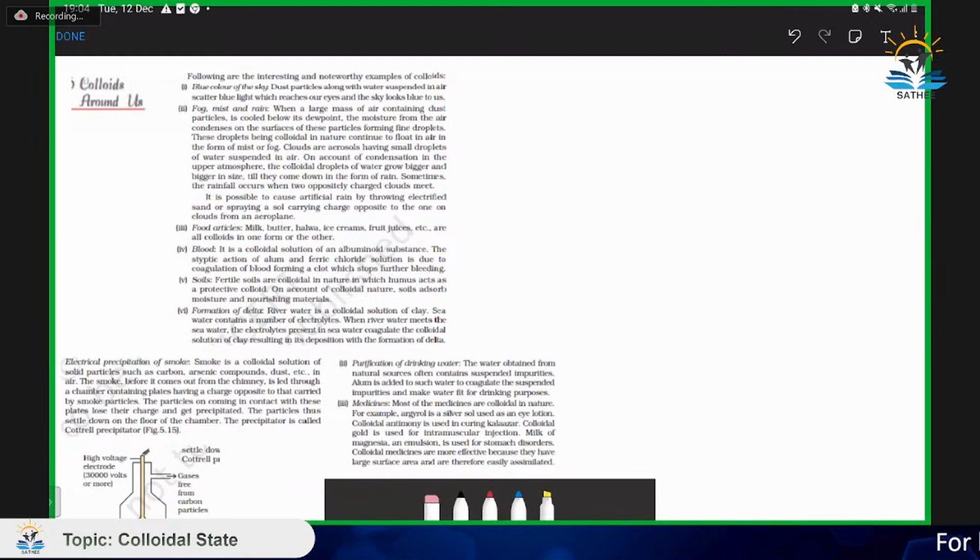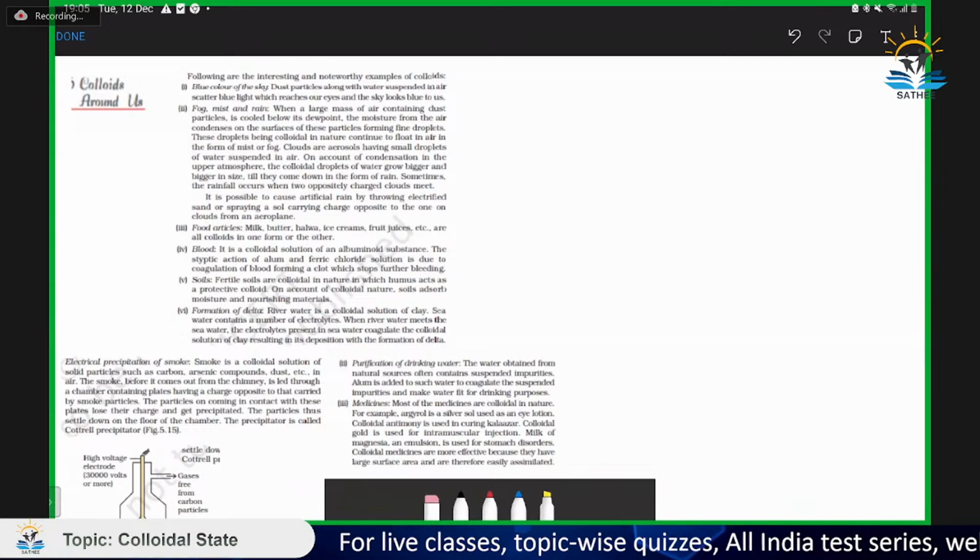Colloids around us, please refer to the examples. The blue color of the sky is due to dust particles in air, fog, mist, rain, water particles in air, food articles, your milk, butter, halwa. Some of the fluid articles are colloids. Your blood is a colloid of, what do you say, an albuminoid substance. I don't remember. The styptic action of aluminum or ferric chloride solution is due to the coagulation of blood, forming a clot which stops further bleeding.